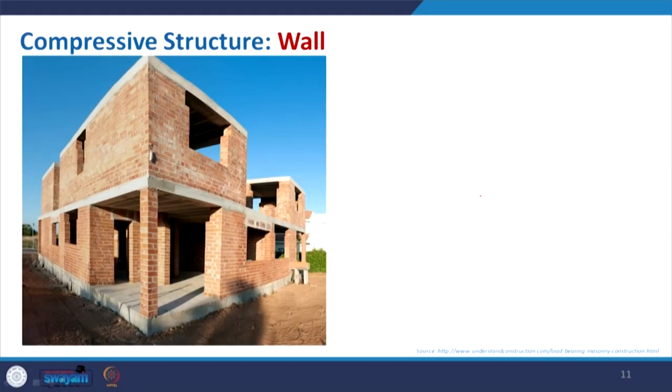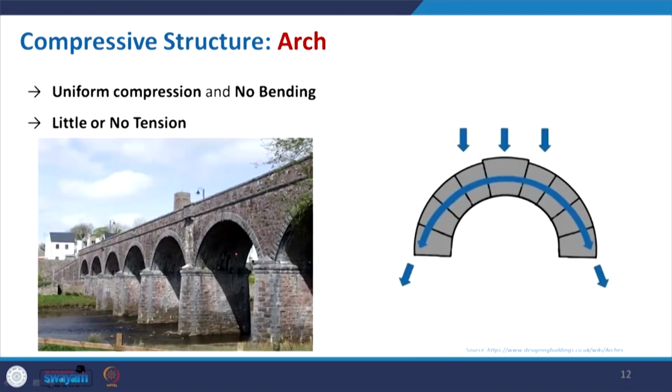Now, this is another example of a load bearing structure. The load of the slab is carried by this wall, and this is transferred to the foundation. So, this is another example of the compressive structure and wall.